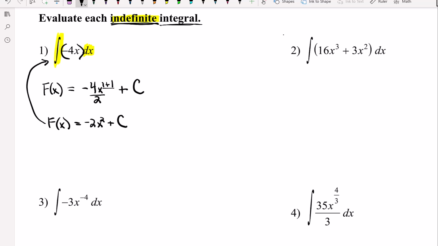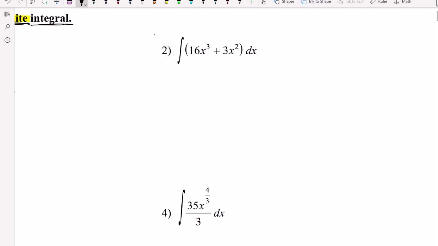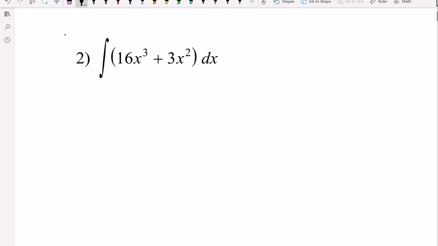Okay, I just did the video explaining the process of doing an indefinite integral. So let's go ahead and do a couple examples. Remember, we're asking what was the original function whose derivative is 16x cubed plus 3x squared? And remember, there's always a possibility that the original had a constant.